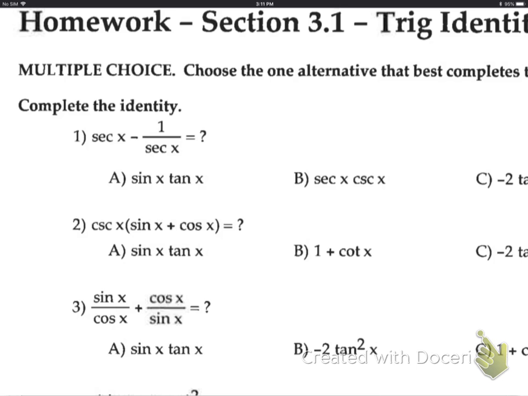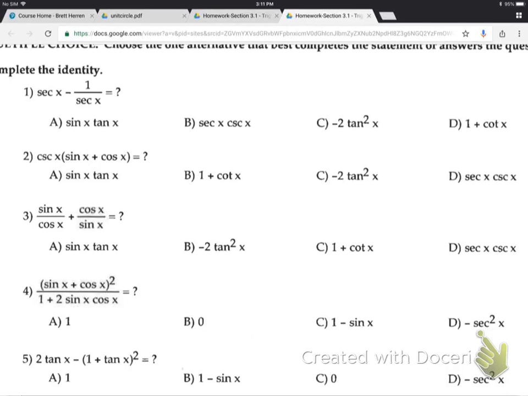All right, here we go. So secant of x, I made it too big, didn't I? All right, secant of x minus 1 over secant of x. Which of those does it equal? A, B, C, or D? Doesn't look like any of them, does it? Well, there's special properties, and that's what this section is called, identities. Special properties that allow you to transform that thing into one of those.